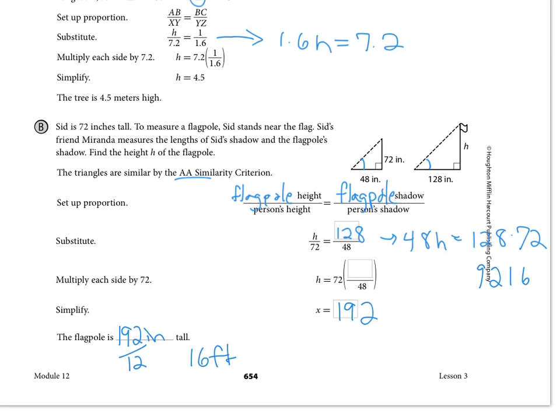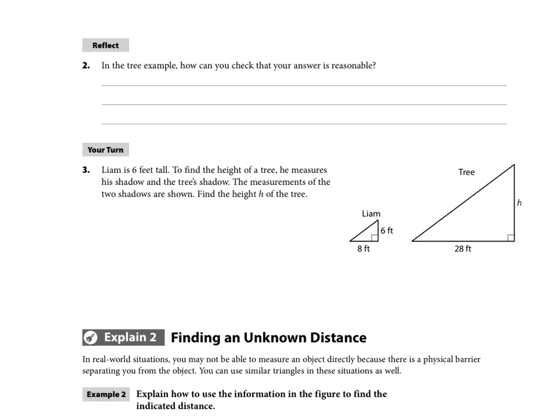Let's go to the next page for your turn. Make sure you pause the video here. We're finding the height of a tree using Liam. We have his shadow measurements, and we have his height, and we have the tree's shadow, but we do not have the tree's height. So you're going to use similar triangles to set up and find the height of the tree.